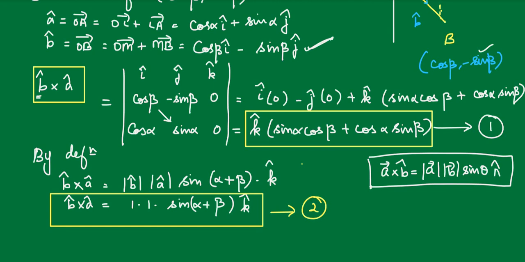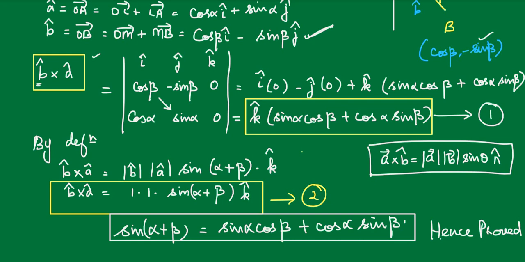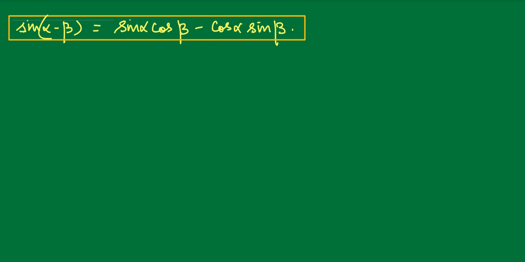From 1 and 2, we see that B cap cross A cap from equation number 1 and B cap cross A cap from equation number 2, the LHS are equal. Therefore, comparing the given two terms, we get sin alpha plus beta is equal to sin alpha cos beta plus cos alpha sin beta. The next question, sin of alpha minus beta is equal to sin alpha cos beta minus cos alpha sin beta. Diagram is the same as cos of alpha minus beta.